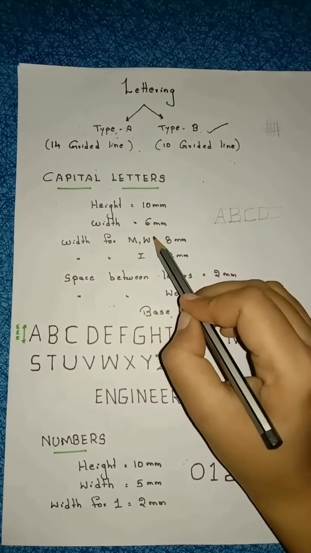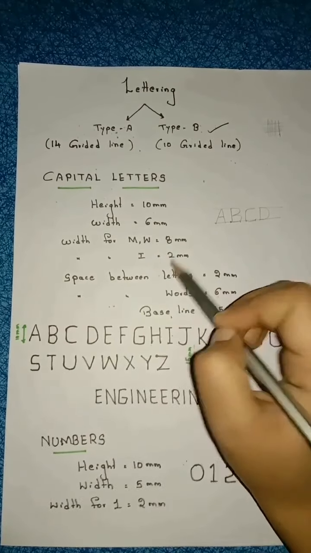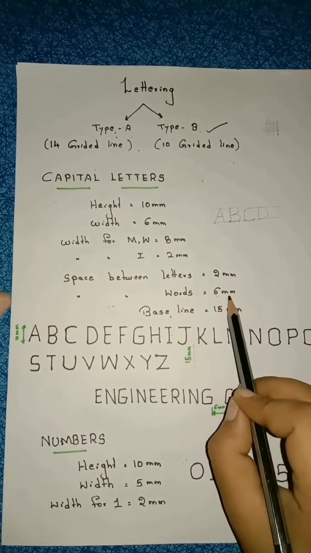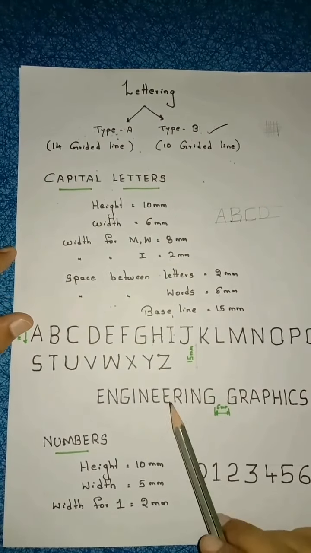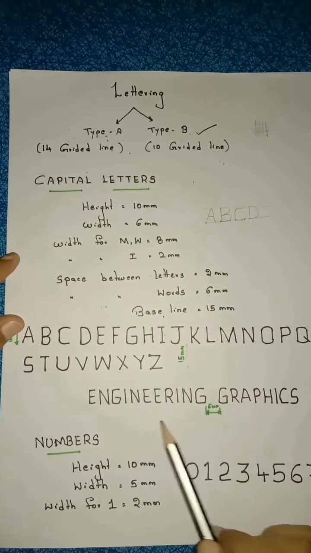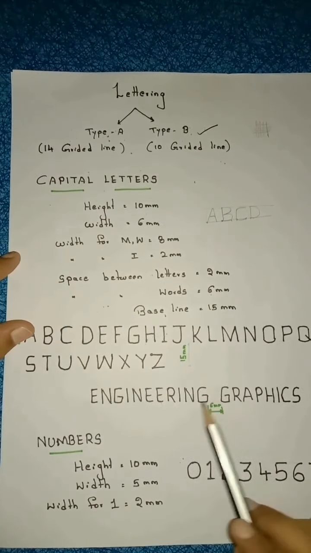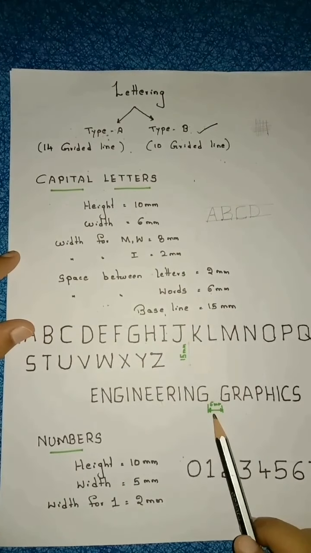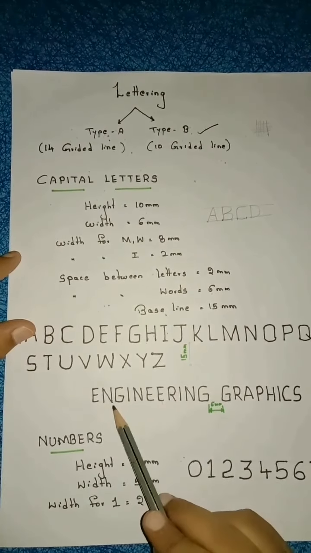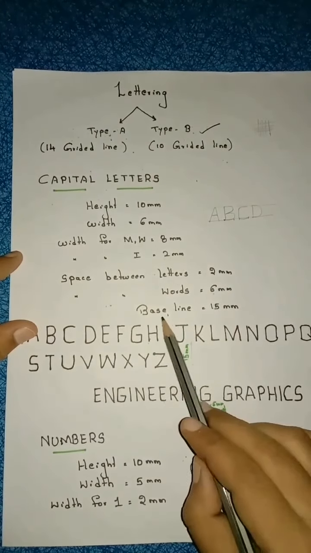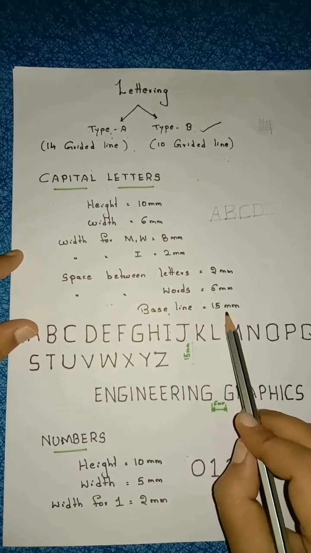Height is 10, width is 6, and width for these special letters is here. Words, space between words is 6 mm. Words, I am writing here engineering graphics. Engineering is one word, graphics is another word. Space between these two words 6 mm. Space between letters 2 mm. Right? Then next at last out here baseline is 15 mm.